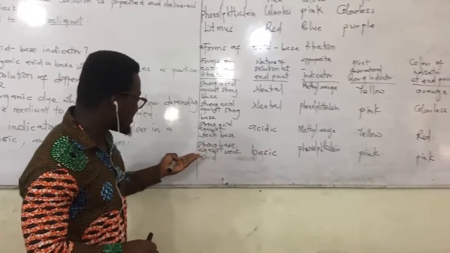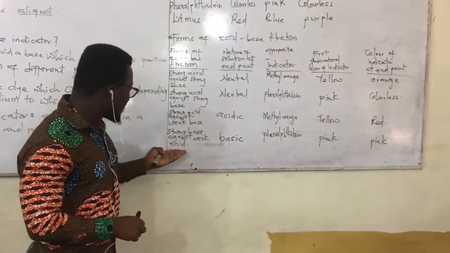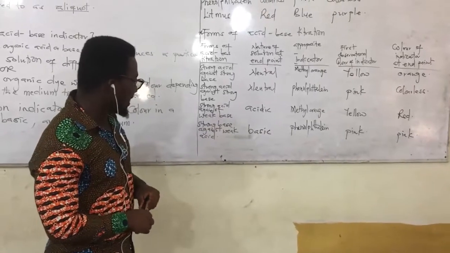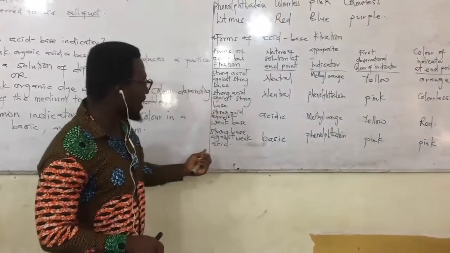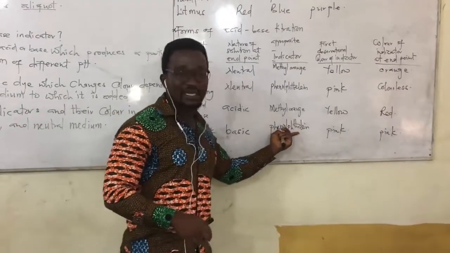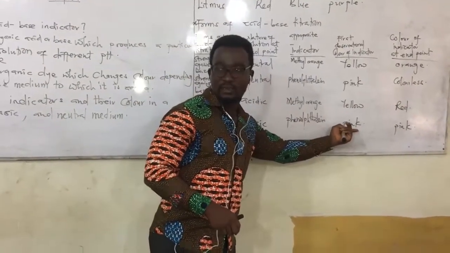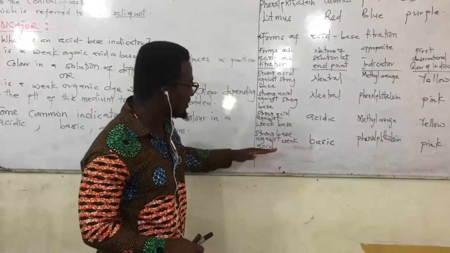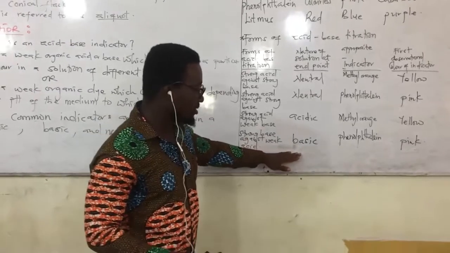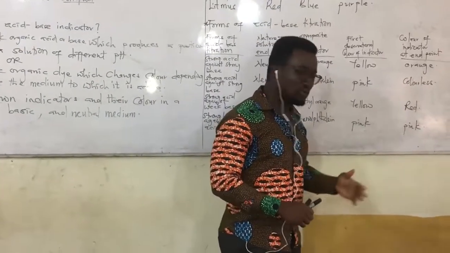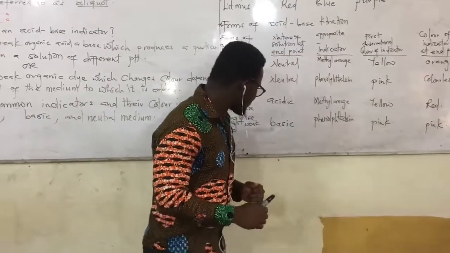Now we have strong base against weak acid. We said the solution that will be pipetted will be the base. If it is the base, the phenolphthalein in the base will be pink. And then, because the solution at endpoint will be basic, it will still be what? Pink. Let me explain this one to you very well.